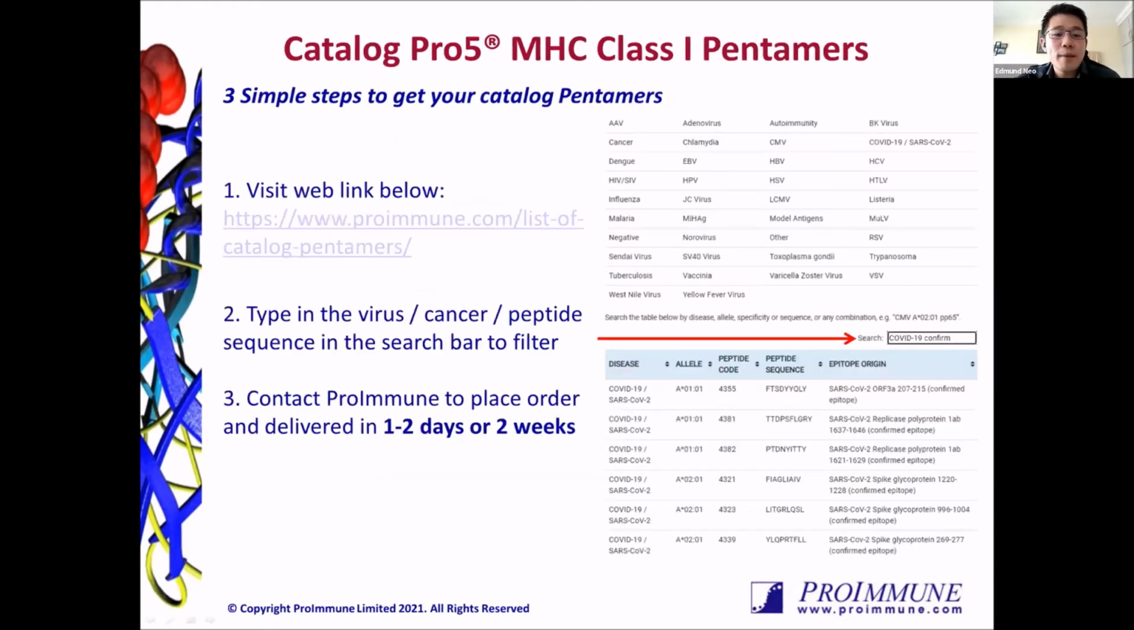To order our catalog pentamers, simply follow these 3 steps. Firstly, visit the web link below, which will bring you to our website showing the full range of MHC-restricted epitopes from various origins. Secondly, if you have any specific research area or epitopes that you are looking for, type in to the search bar pointed by the red arrow to filter. Lastly, contact us to place your order and your pentamers will be shipped out from the UK in 1 to 2 days or 2 weeks.